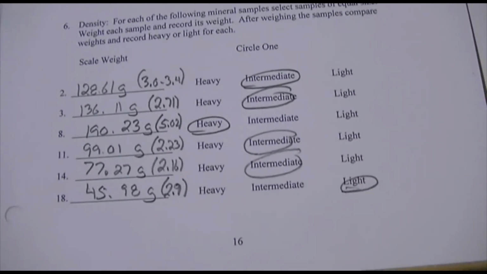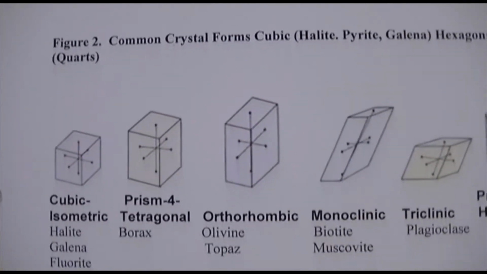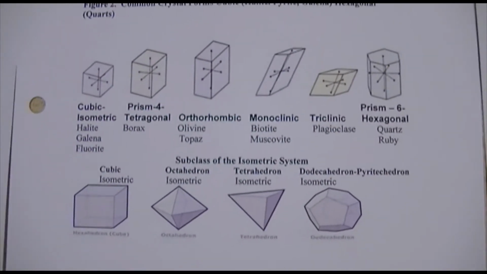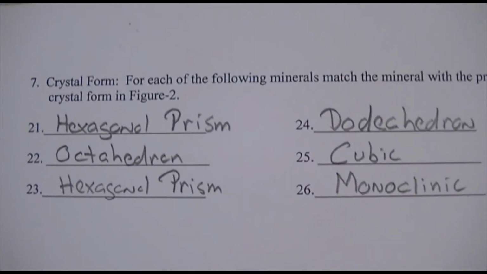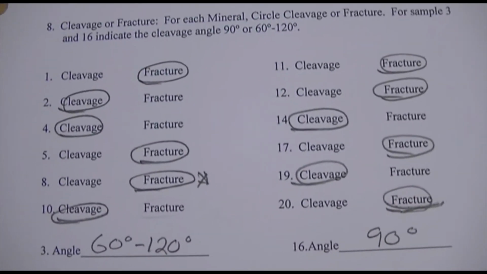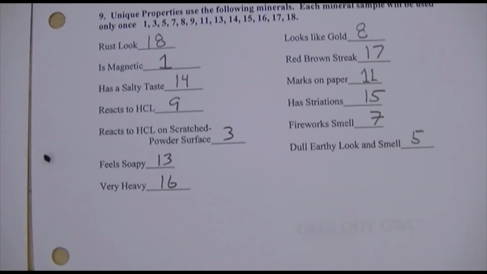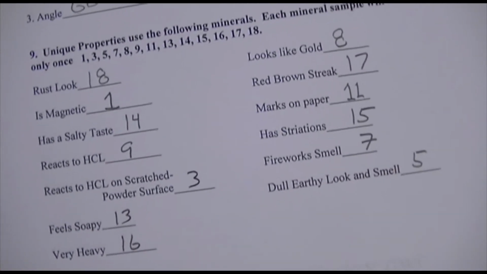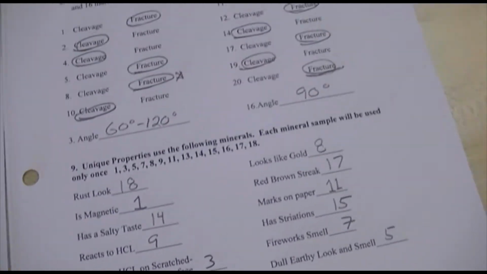And so we have two other things to look at, actually three things. We're going to look at crystal form. So these are the different forms of crystals that minerals can form. Then we're going to look at cleavage. And then last, the special properties. These are properties that are unique to this particular mineral. All right, let's look at crystal form.